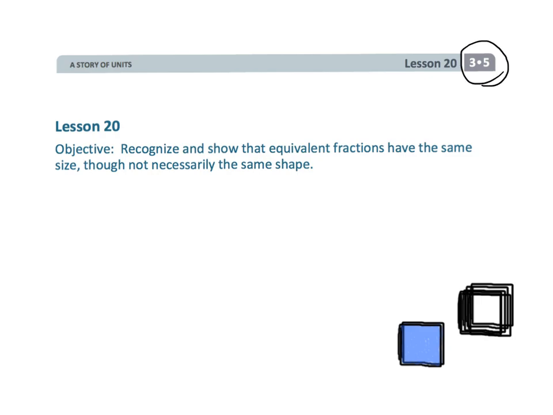Right, this is grade 3, module 5, lesson 20, and we are going to be talking about equivalent fractions now. And we're going to be talking about equivalent fractions as having the same size, but not necessarily the same shape. Okay, so what does that mean?